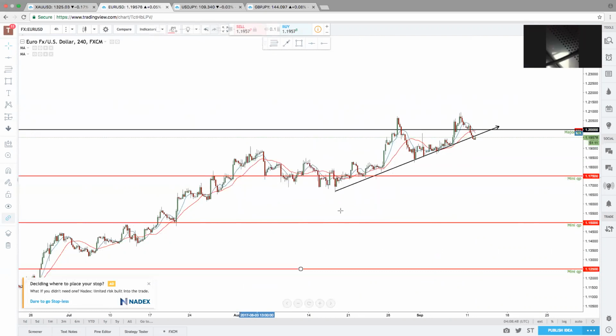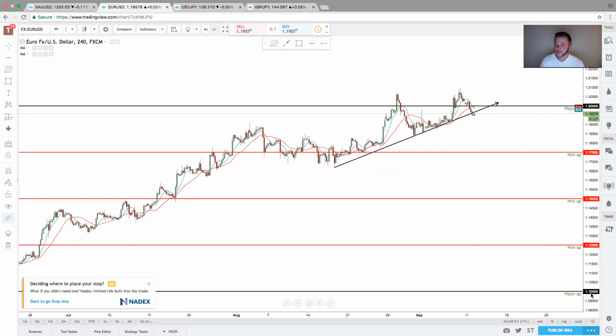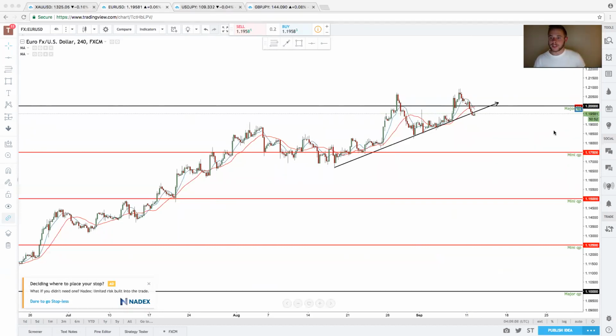I went a little quick there, but you have 1.10, a major quarter point. 1.25 is a 250 pip QP. You have the midpoint, 1.15. You have the mini, 1.175, and then you have the major 1.2.